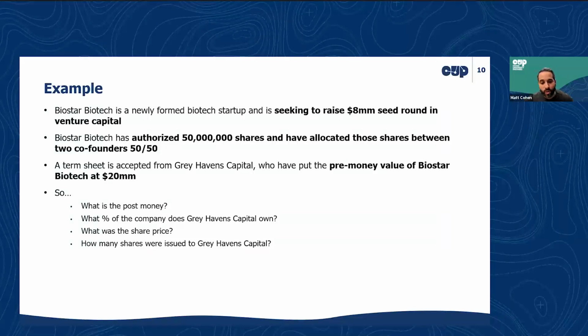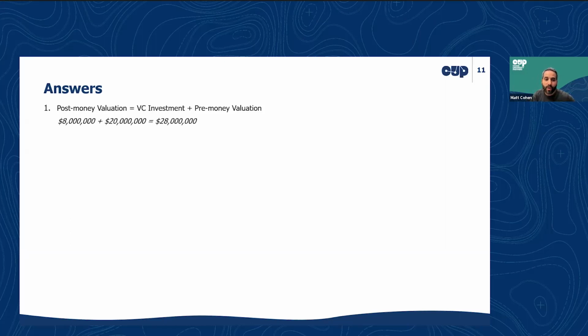So some questions. What is the post-money valuation? What percent of the company does Gray Havens Capital own? What was the share price? And how many shares were issued to Gray Havens Capital after they invested the $8 million? We'll go through each of those now and give you a sense for how we calculate each of these items. So post-money valuation, as we talked about earlier, is just the invested dollars plus the pre-money valuation that was decided upon. Gray Havens was investing $8 million, and the pre-money they gave the company was $20 million. So the post-money valuation would be $28 million.